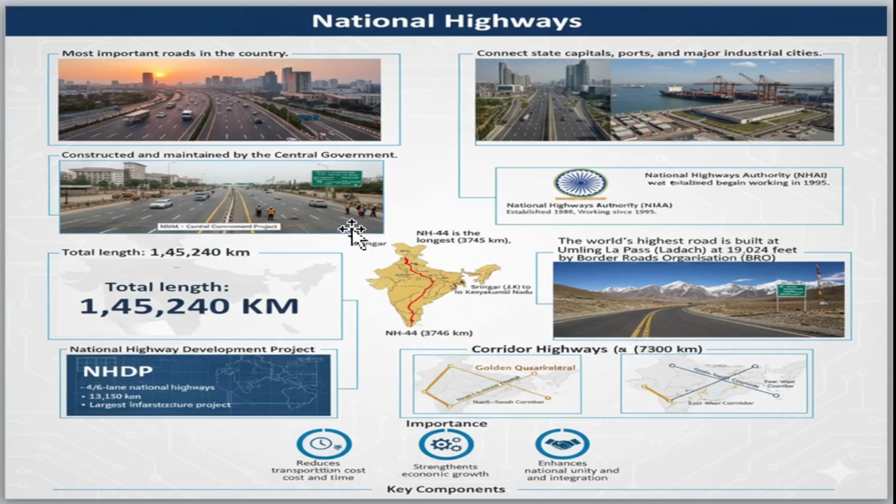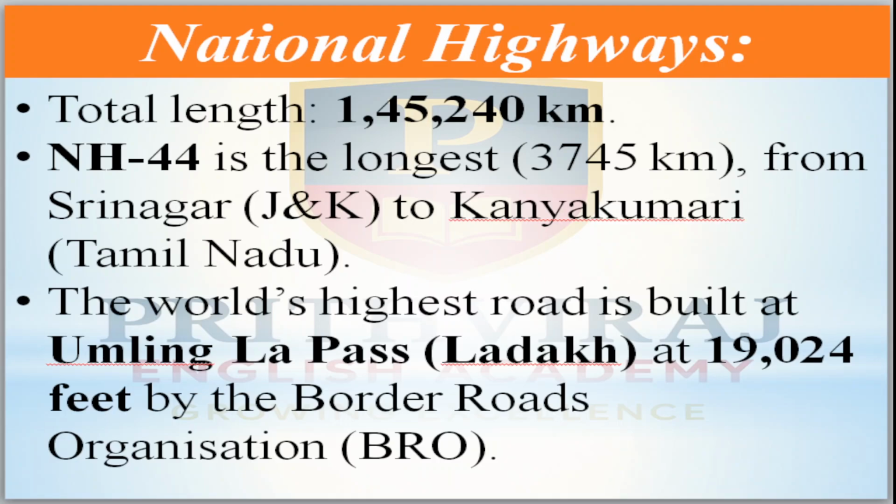When it was established and everything. Okay. Now come to the National Highways in detail. For that, the total length of the national highways is 1,45,240 kilometers. Okay, so many national highways are there. Among them, National Highway 44 is the longest national highway in our country.